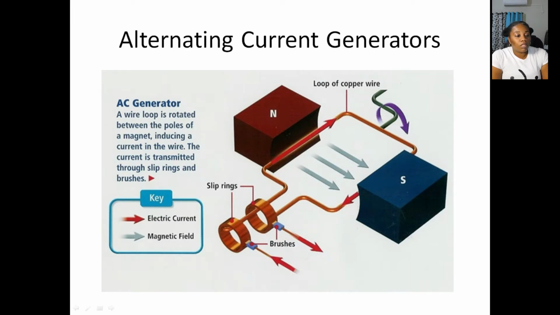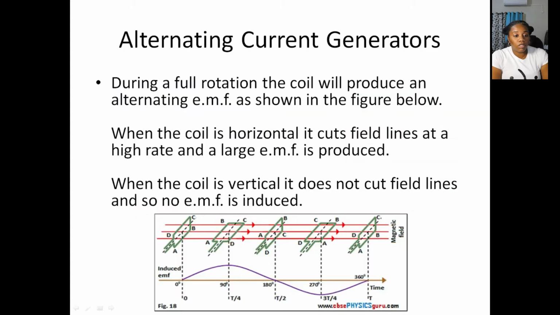Here we have an alternating generator, a loop of copper wire. So a wire loop is rotated between the poles of a magnet, inducing a current in the wire. The current is transmitted through slip rings and brushes. During a full rotation, the coil will produce an alternating electromotive force as shown in the figure below.